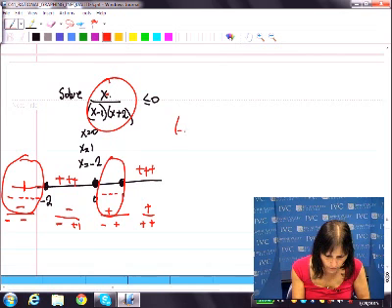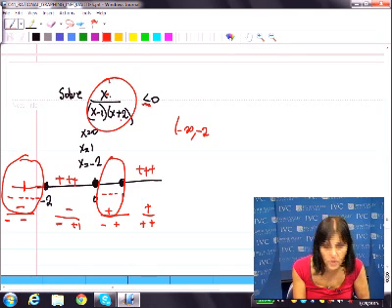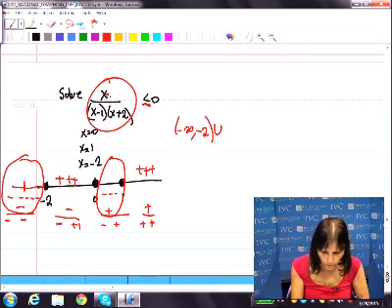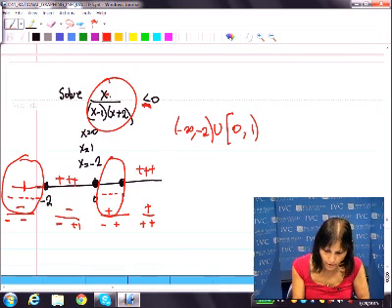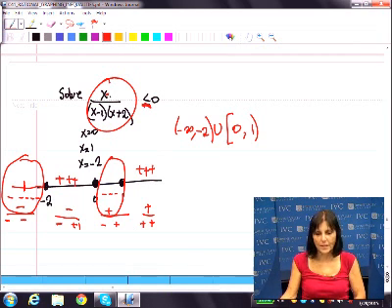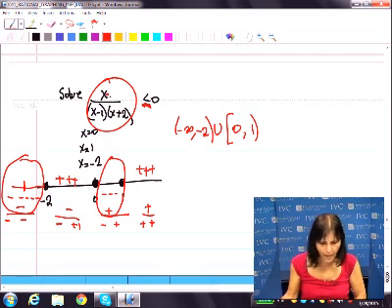Now let's write it. Negative infinity to negative 2. Do I want negative 2? Absolutely not, because it's in the denominator. Union. So 0 to 1. Do I want 1? It's in the denominator. Do I want 0? Wait, 0. Yes, I do. That's on top, and you have equal. Here we go. Does that make sense? So you have 0. You want the 0. And okay, I think I got it.